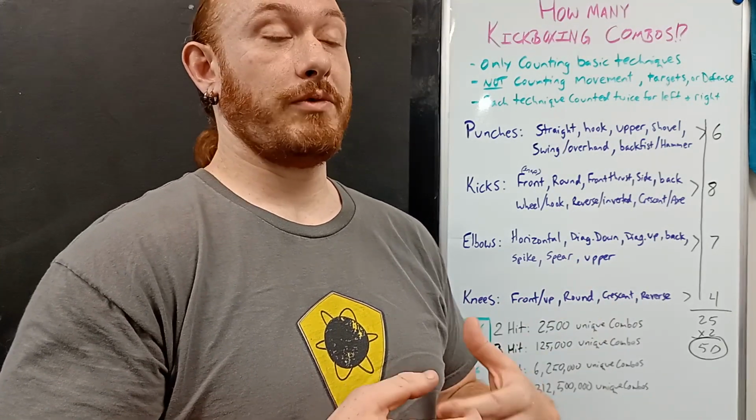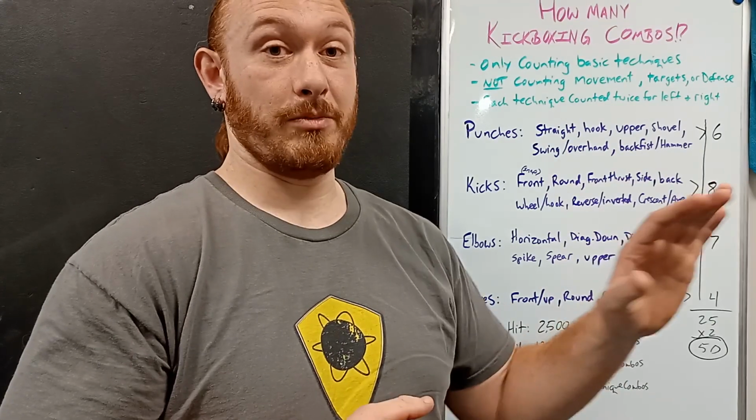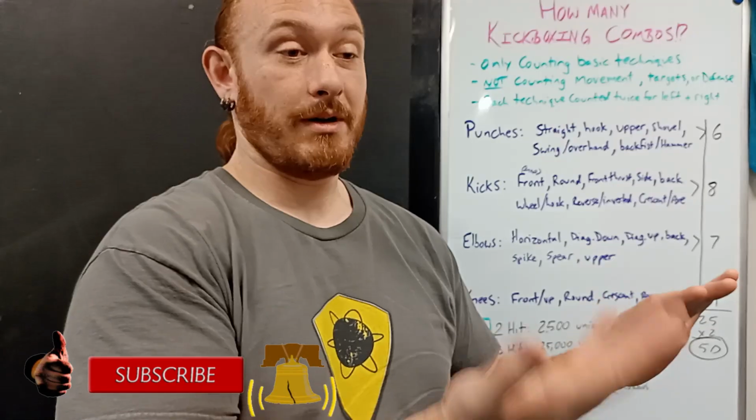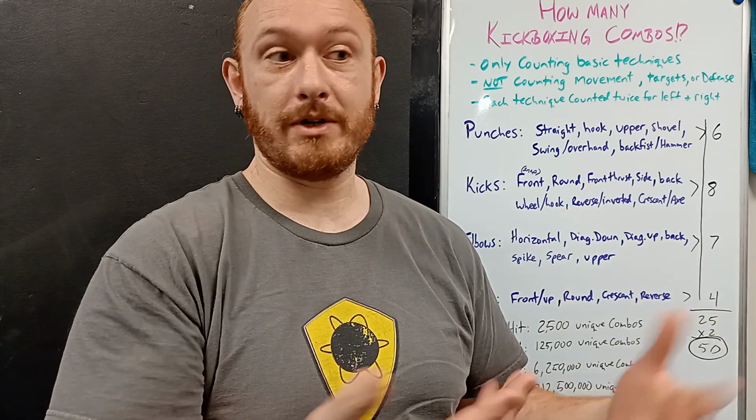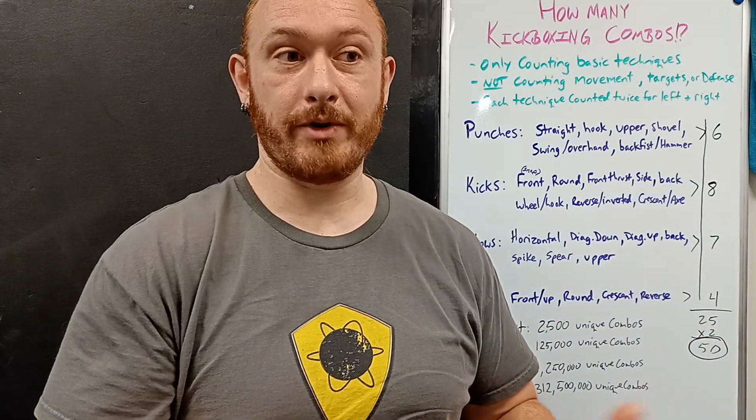exponential growth, right? So if you want to do a 2-hit combo, you take your moveset and you multiply your moveset by that same number, right? Raise it to a power of 2. 3-hit combo, raise it to a power of 3.